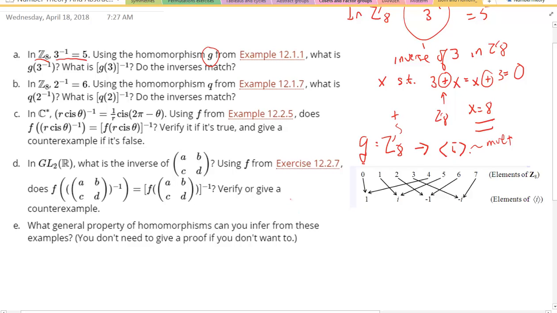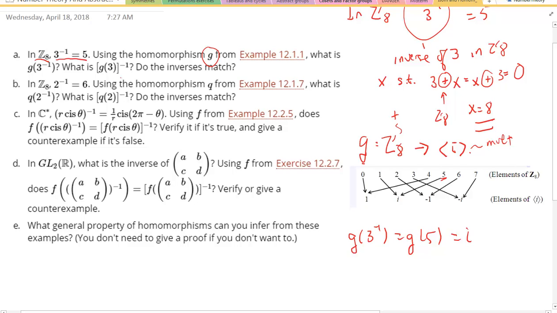Okay. All right, now, what question is being asked here? So in using this homomorphism, which is defined mapping from Z8 to the cyclic group generated by i, what is G of 3 inverse? Now, 3 inverse was 5. So G of 5, here's my 5 here, G of 5 was i. So G of 3 inverse is equal to G of 5, which is equal to i.